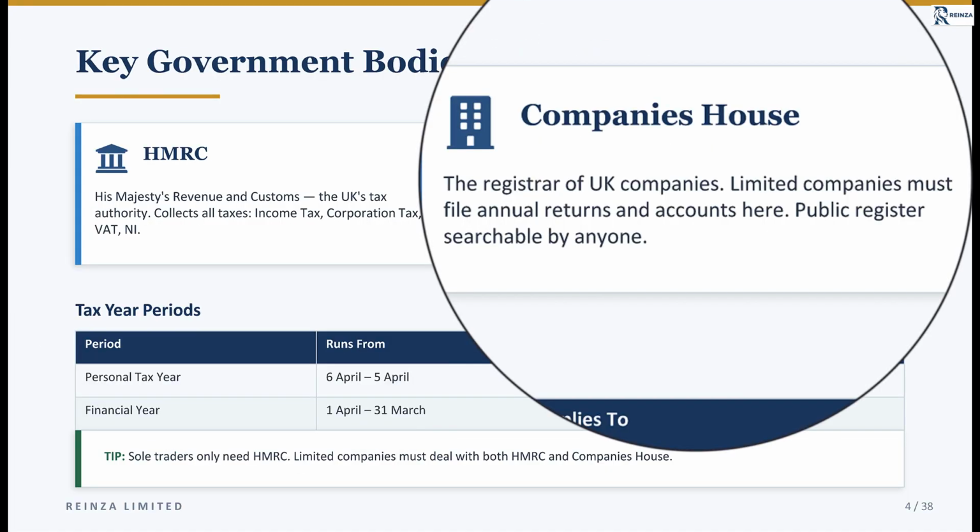The second is Companies House. This is the official registrar of UK companies. If you operate a limited company, you must file annual returns and accounts with Companies House. The register is public, meaning anyone can search and view your company information.